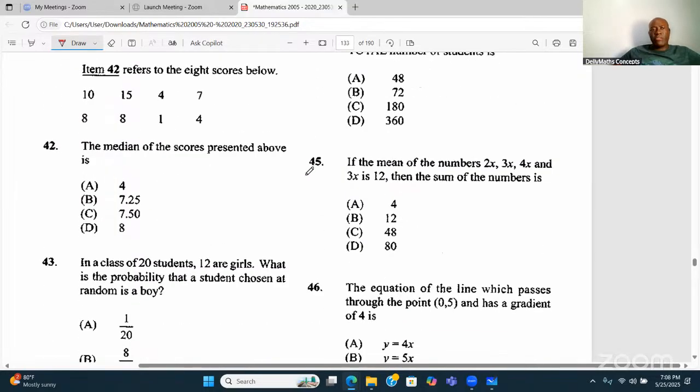All right, let's take a look at number 42. So I'm going to leave 42 for you to work it out. 42 refers to the 8 scores, as you could see. The median of the scores represented above is what? What's the median, everybody? So I'm going to type now number 42. Number 42 is what?